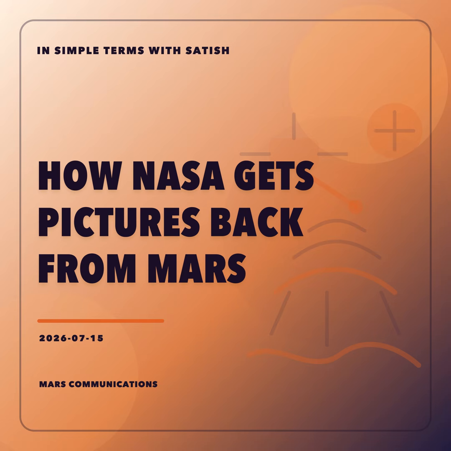Later, we see that image on Earth and it feels simple, but that photo did not travel like an Instagram upload. There is no Wi-Fi on Mars. There is no cell tower next to the rover. There is no router floating between planets. The picture has to become data, then a signal, then a faint whisper moving across space.